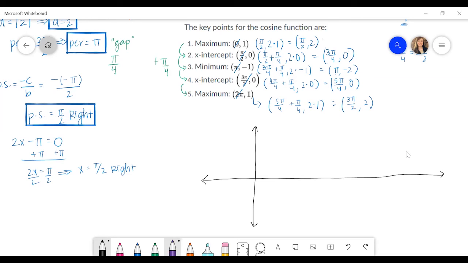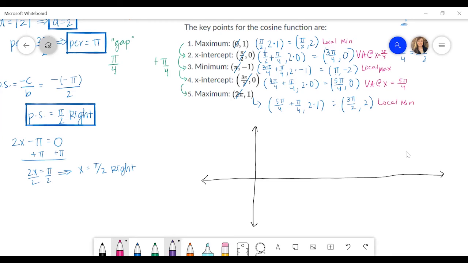This is a maximum, which means it's going to be a local minimum for cosecant, or for secant, excuse me. This is an x-intercept, which means it's a vertical asymptote at x is 3 pi over 4. It's a pi. This is a minimum, so it's going to be a local maximum. This is going to be a vertical asymptote at x is 5 pi over 4. And then this is going to be a local minimum.